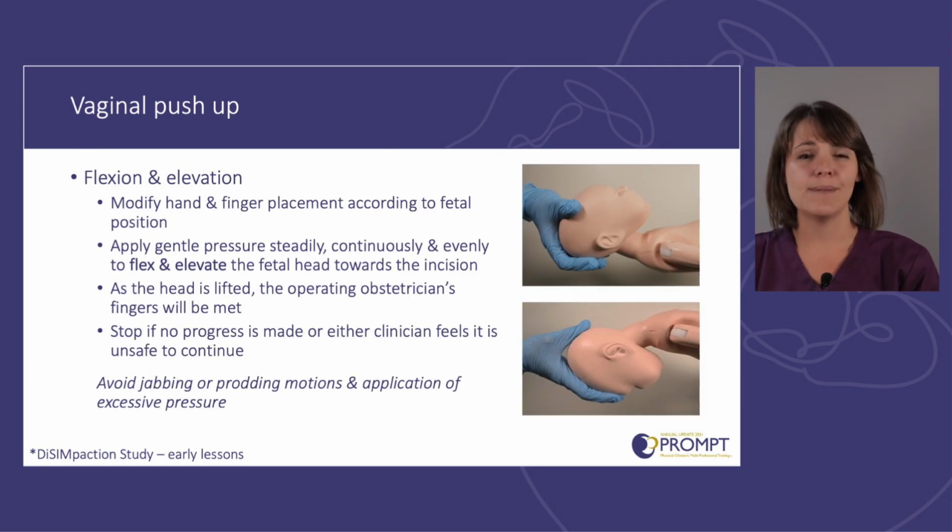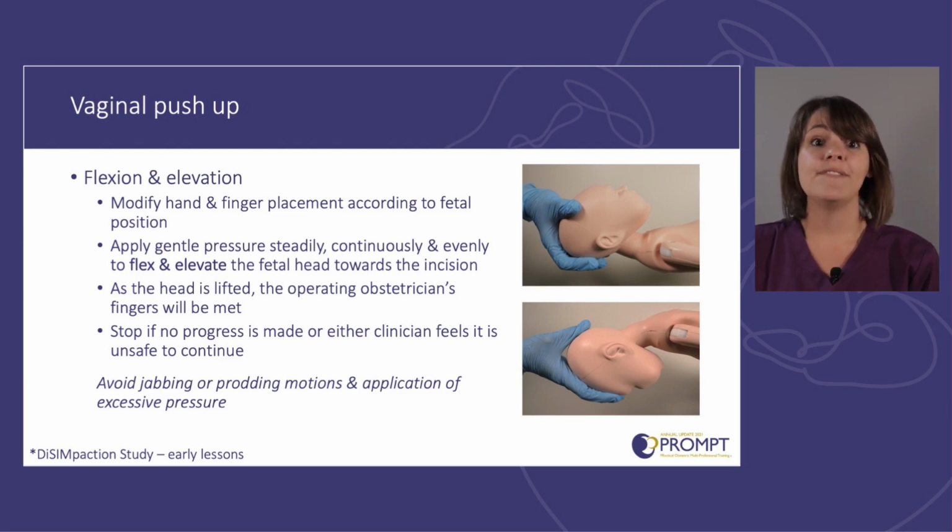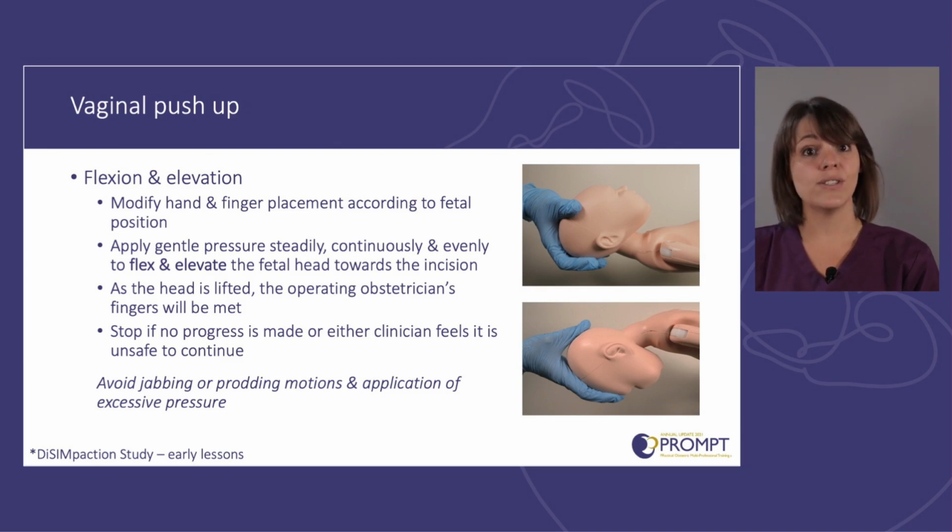As with the hand manoeuvres employed abdominally, flexion is absolutely key to a vaginal push-up. The clinician may need to modify their hand and finger placement according to fetal position. Vaginal push-up should be achieved by applying gentle pressure steadily, continuously and evenly to flex and elevate the fetal head towards the incision, whilst avoiding any jabbing or prodding motions and application of excessive pressure. As the fetal head is lifted, the operating obstetrician's fingers will be met. But it's important that if there is no progress or either clinician feels it is unsafe to continue, that the clinician stops.